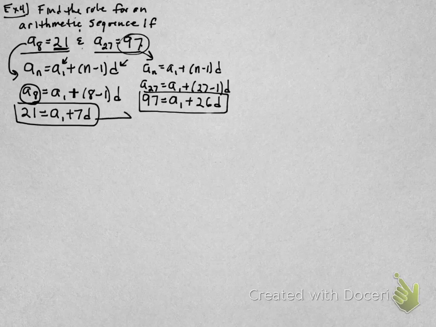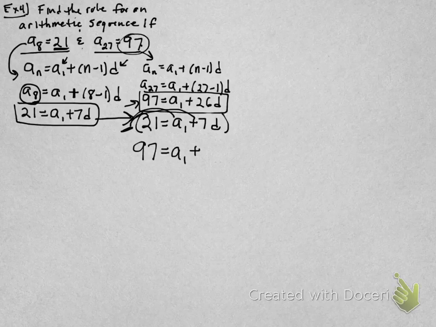What I would do is this. Let's rewrite this guy right underneath. 21 equals a sub 1 plus 7d. And what I'm going to do is subtract this entire equation from the top equation. If I subtract, I'm essentially going to distribute the negative on each of these terms and then add it to the previous one. So let me rewrite what we have here. We're going to have 97 equals a1 plus 26d, and then if I distribute the negative, I get minus 21 equals negative a1 minus 7d.